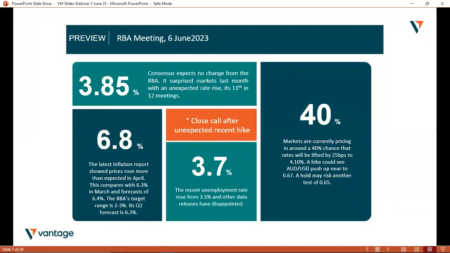Just thinking back, the RBA surprised markets at last month's meeting. Remember, the RBA meets every month, not like some of the bigger central banks with a 6-week, 8-week gap between meetings. But the RBA meets every month. And last month, it delivered an unexpected rate increase to resume the policy tightening cycle. So that was its 11th hike in 12 meetings.